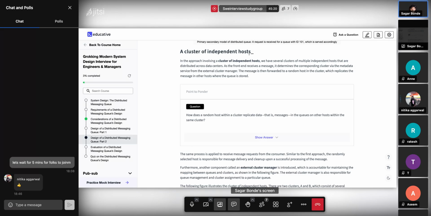A cluster of independent hosts. In the approach involving a cluster of independent hosts, we have several clusters of multiple independent hosts that are distributed across data centers. As the front end receives a message, it determines the corresponding cluster via the metadata service from the external cluster manager. The message is then forwarded to a random host in the cluster, which replicates the message in other hosts where the queue is stored.